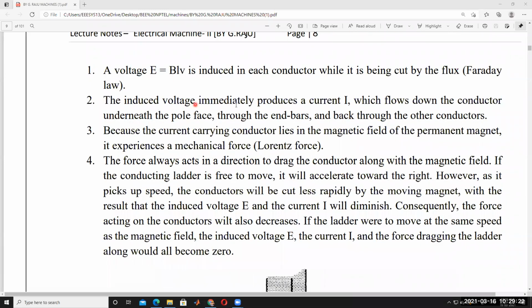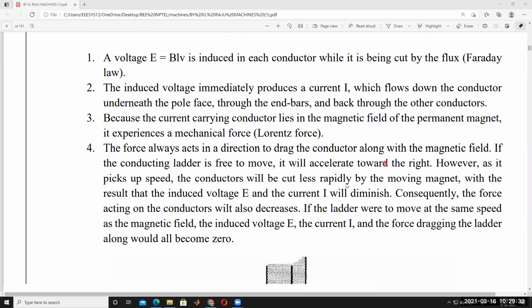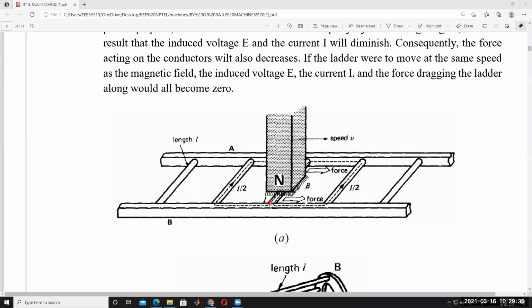The induced voltage immediately produces a current I, which flows down the conductor underneath the pole face, through the end bars and back through the other conductors like this. So the current is flowing in this manner, and also through the end rings. This is called the end ring. Coming back to the other end ring, the current leaves from this bar and I is divided into I by 2 and I by 2.